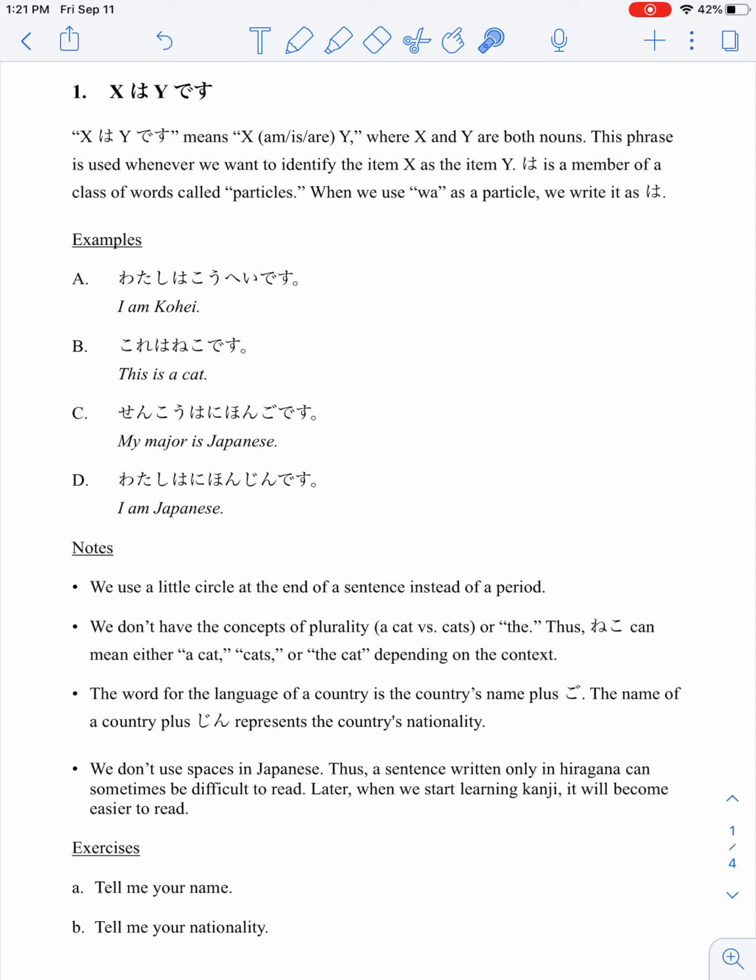Alright, next, the word for the language of a country is the country's name plus go. So here, Nihon is the country Japan, and Nihongo is the Japanese language. The name of a country plus jin represents the country's nationality. So here, Nihonjin means Japanese people.